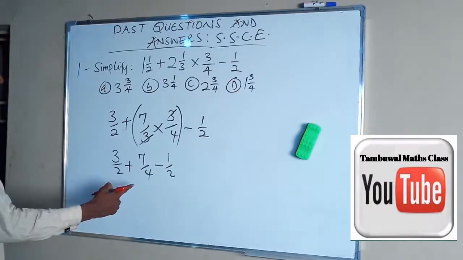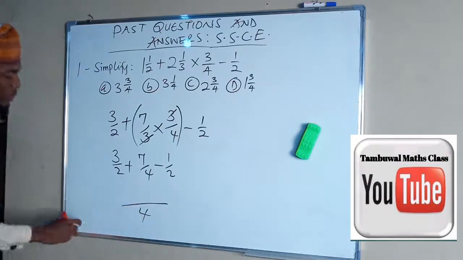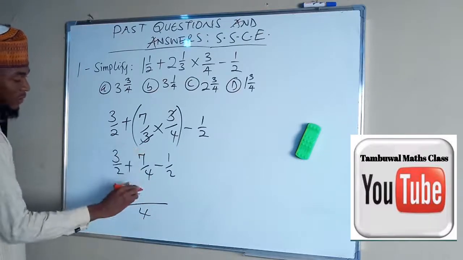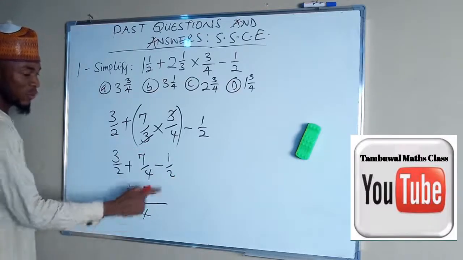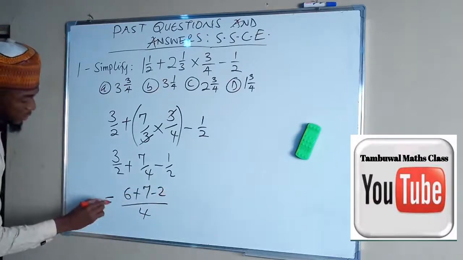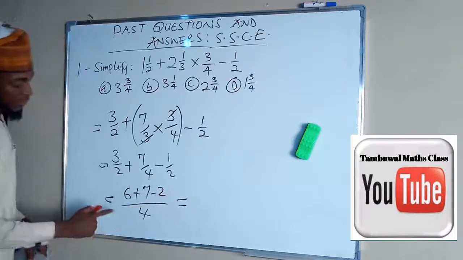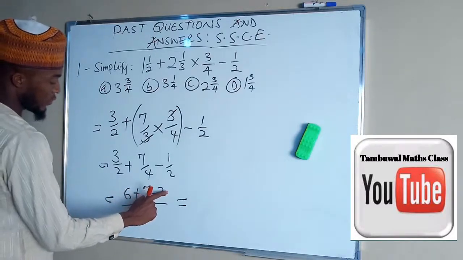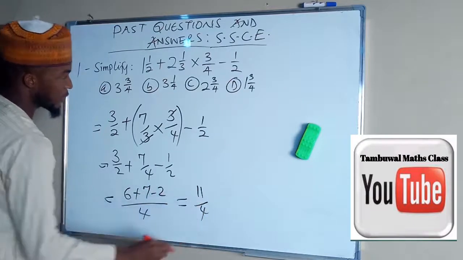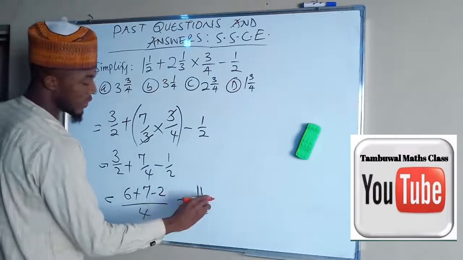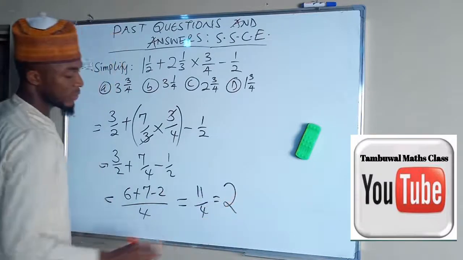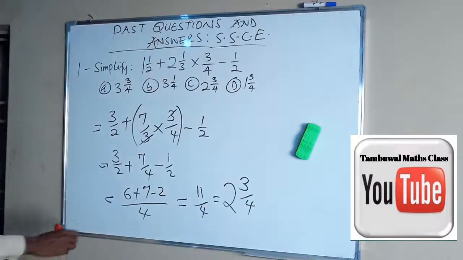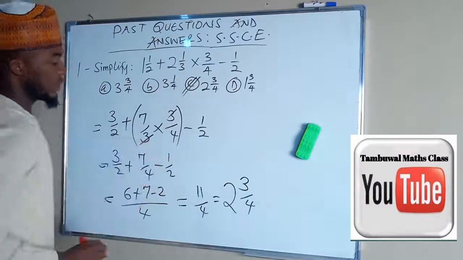Each one of these has a common LCM, which is 4. 2 into 4 is 2, times 3 is 6, plus 4 times this is 7, minus 2 here, 2 times this is 2. So this will give us 6 plus 7 is 13, then 13 minus 2 is 11, divided by 4. And 4 can go into 11 2 times, remainder 3, divided by 4. So this is the final answer, which is C.